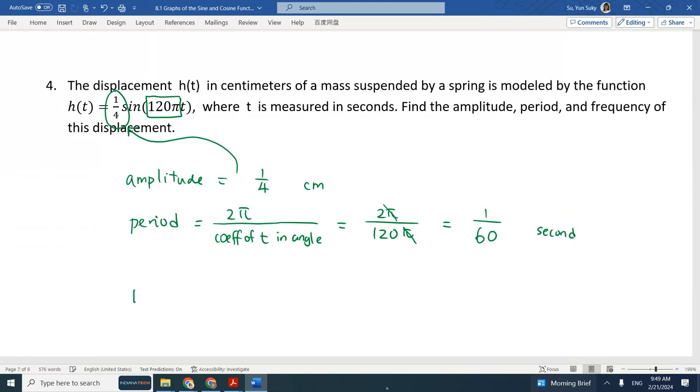Frequency. If you learned some physics before, frequency is 1/period. Okay? In this case, 1 over 1/60 is 60. And the unit is hertz. Have you heard of frequency in physics before? Yeah, kind of? Okay, so that is 1/period. So 60 hertz. It means in 1 second, it oscillates 60 times.